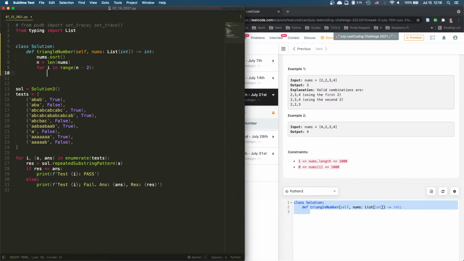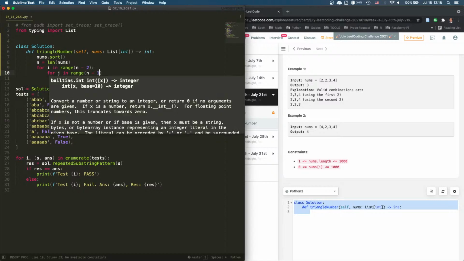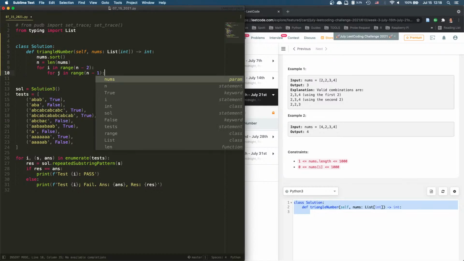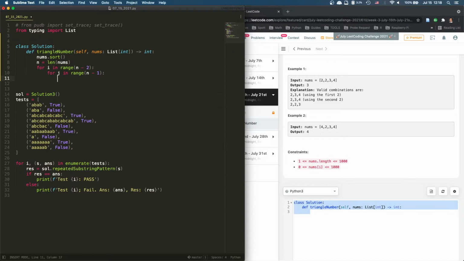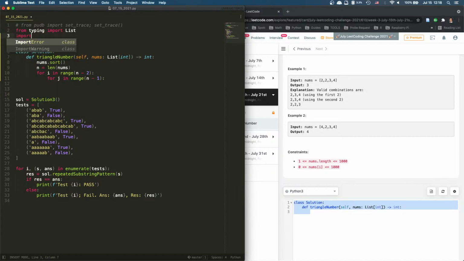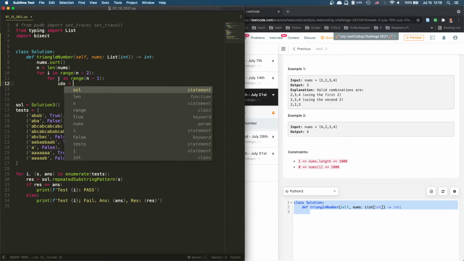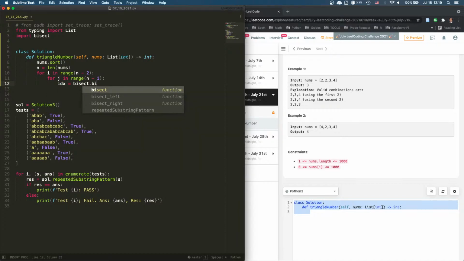And then for j in range, j is gonna be in range what? n minus 1, right? So we fix these two, and then we say bisect. So from bisect, I'll just say import bisect. All right, so we're gonna say, actually, yeah, index equals bisect dot bisect.